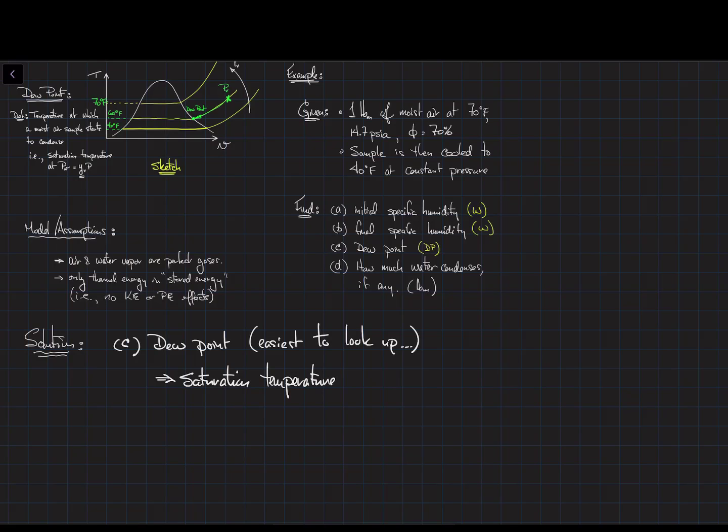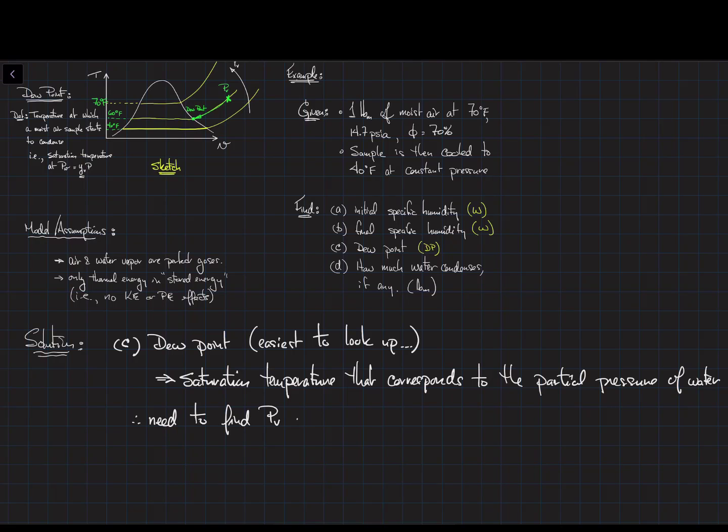All right, and we're going to jump around a little bit in the solution process here. We're going to do part C first, the dew point, because it's easier to look up. So as defined above, the dew point is that saturation temperature at that constant vapor pressure. So we know the vapor pressure because we know the relative humidity in the mixture in the first place. Or I should say we can figure out the vapor pressure. So that's what we're going to do next.